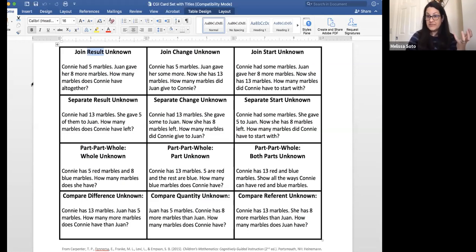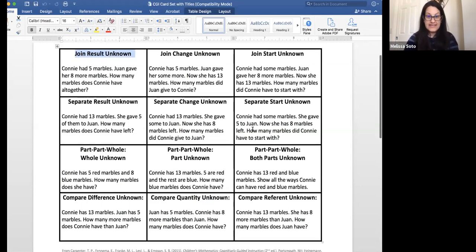We have the starting amount. She started off with 5 of them. We can even picture that in our head. Juan gave her 8 more, so we have this giving of she's getting more. The initial quantity is growing, so the change is 8, but we don't know how much she has at the very end, the result. So this is a join result unknown story problem.